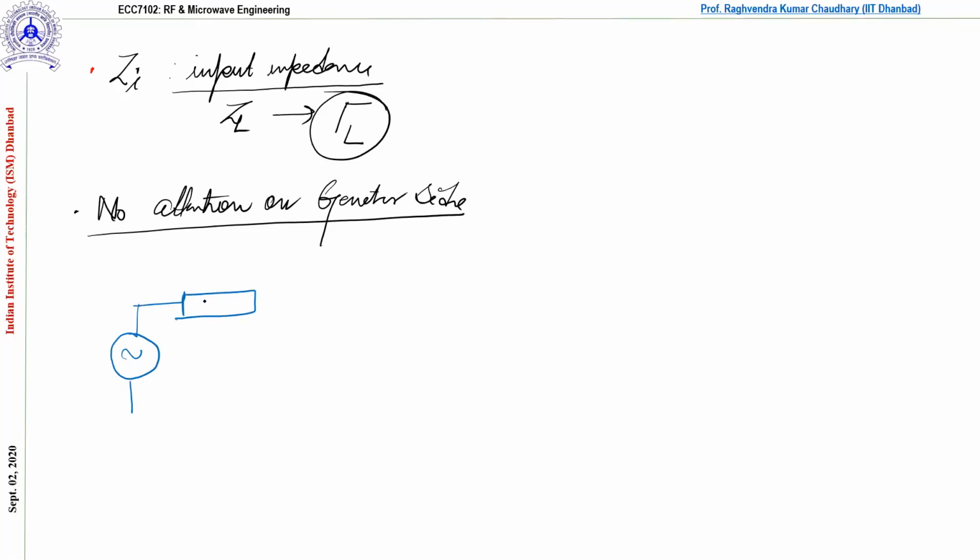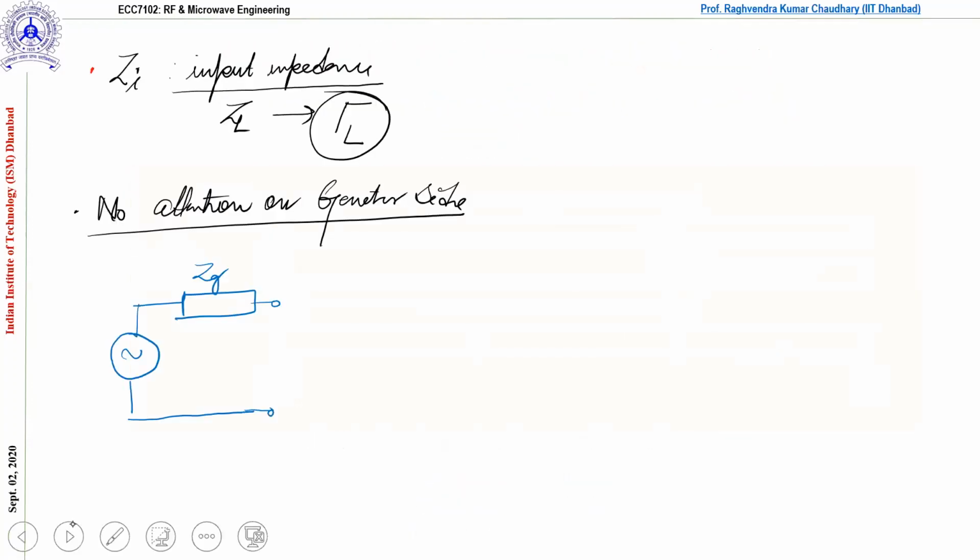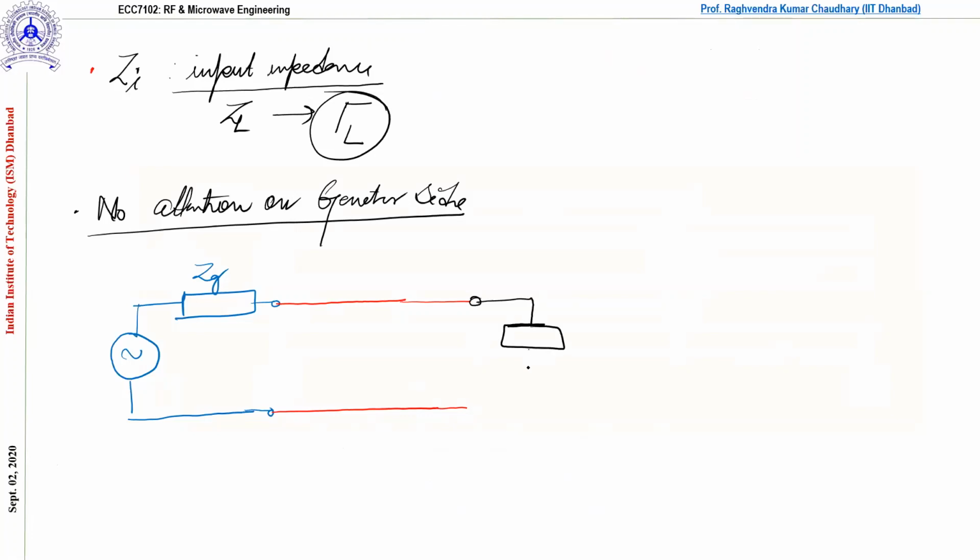and let's say this is Zg, correct? And we have connected a transmission line, let's say length L, fine. And after that, we connected a load, fine. So at the last, we have load ZL.